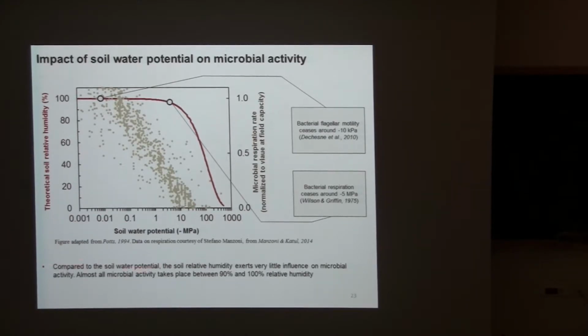What is interesting is that if you compare to the soil water potential, the relative humidity really has little influence on the activity. To me, that was kind of a surprise. Almost all the activity takes place between 90 and 100% relative humidity. So the message is really, if you want to look at activity, you want to look into soil water potential. Relative humidity will not tell you much.